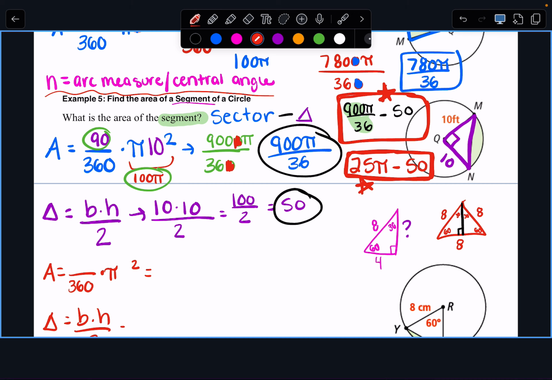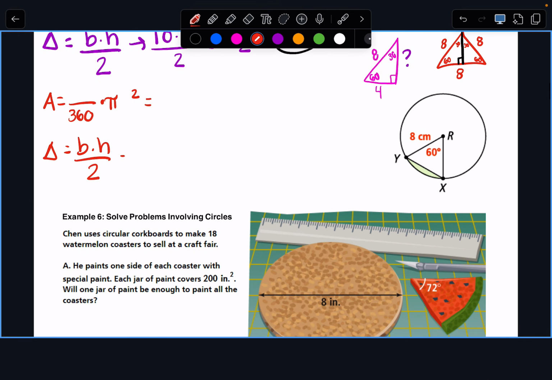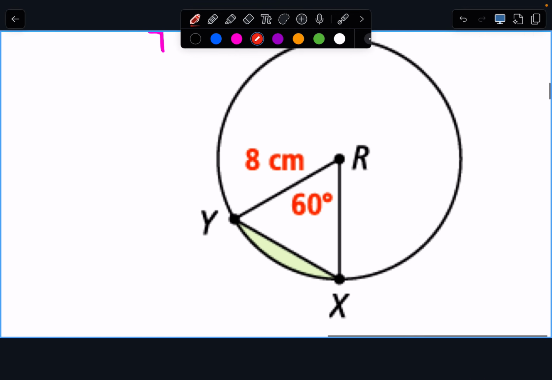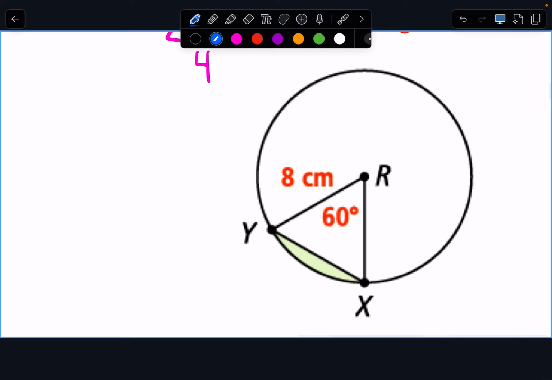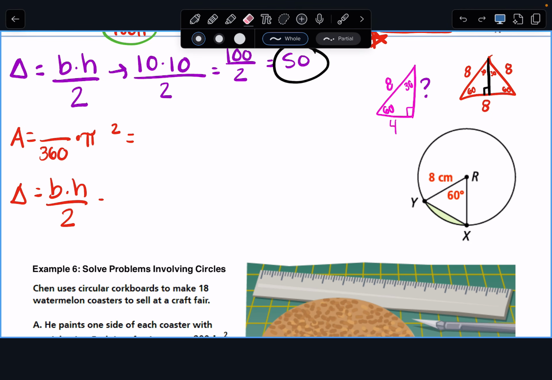Now, what do we do if we have a different type of triangle? Let's take a look at one more example today. So here's our circle, and we want to find the area of the segment, this green shaded portion here. Step 1, we got to find the area of the sector, this guy right here. Then we find the area of the triangle, and then we subtract the two. Let's start with our area of our sector.